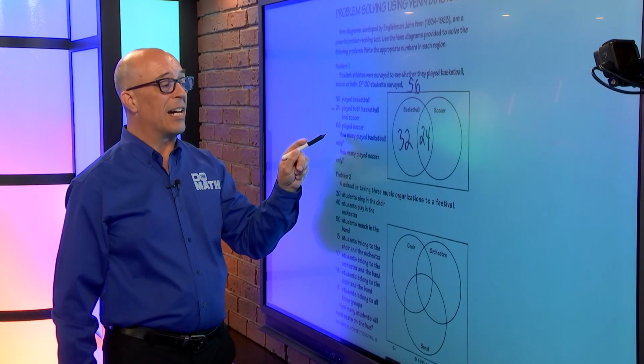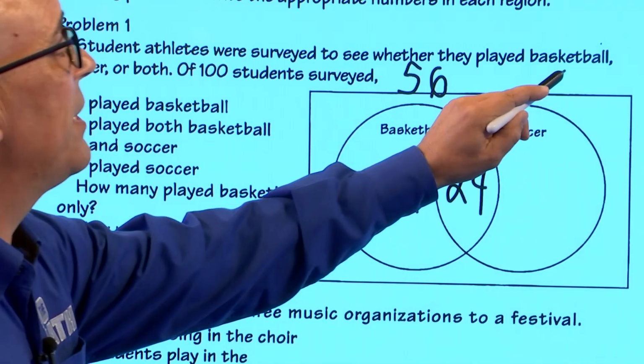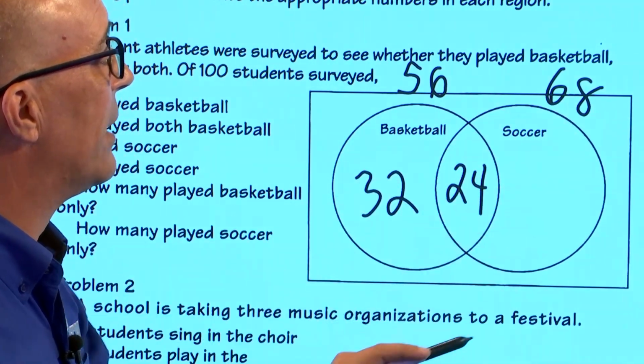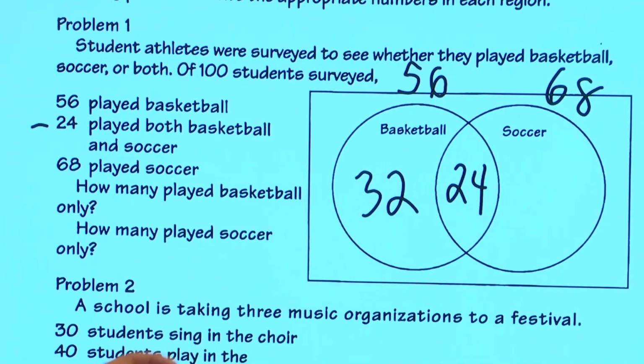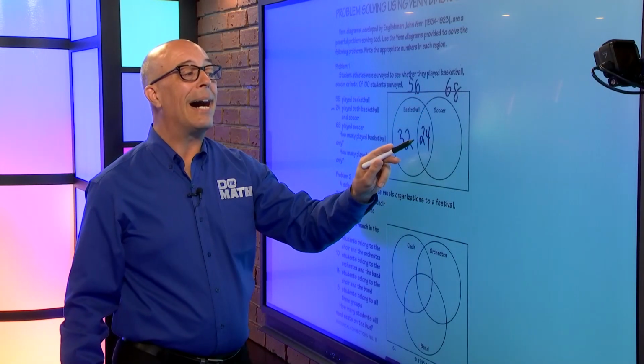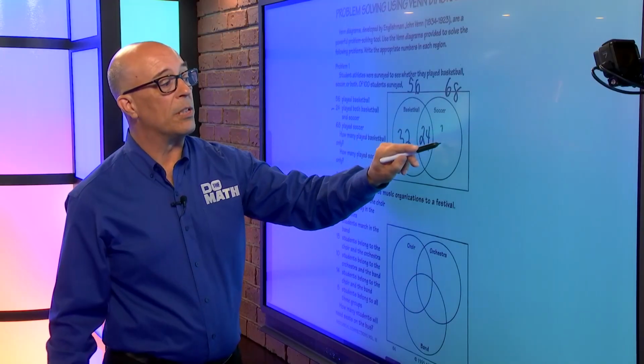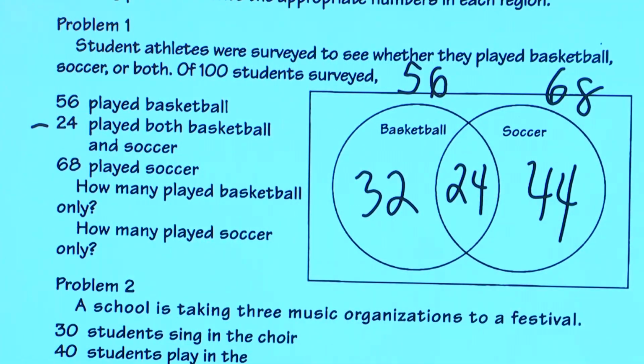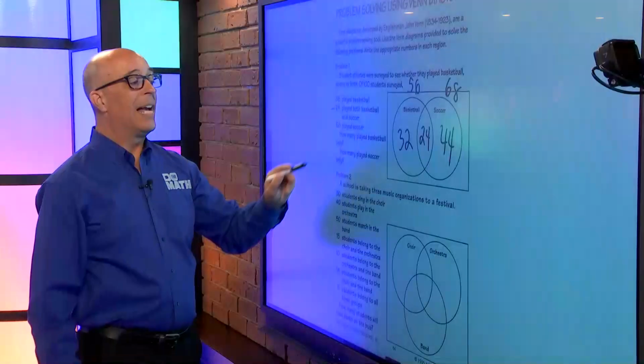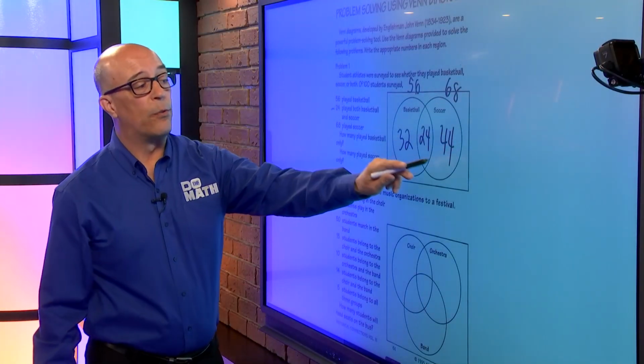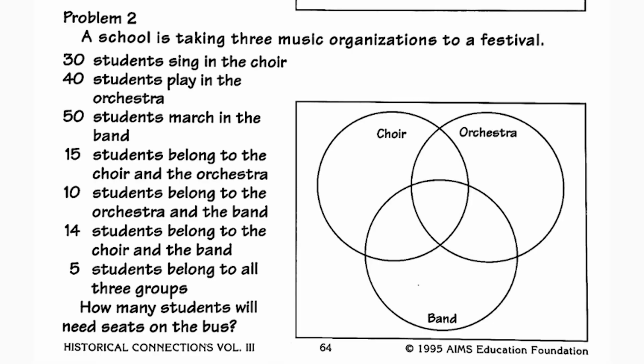68 players played soccer. So we know that 68 played soccer altogether, but 24 of them played basketball along with soccer. So we're going to take 68 minus 24, which is then going to be 44. And the question says, how many played basketball only? 32. How many played soccer only? 44.